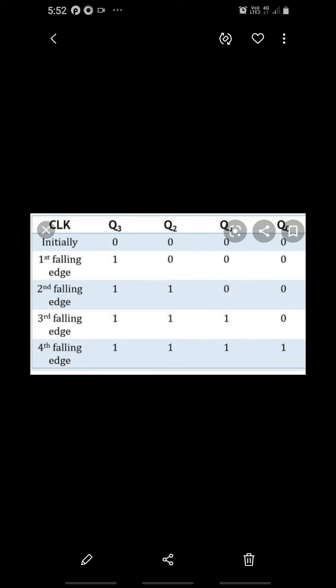So the main difference between a 4-bit shift right register and a 4-bit shift left register: in the right shift register, the bits are shifted from LSB to MSB one by one, and in the left shift register, the bits are shifted from MSB to LSB.